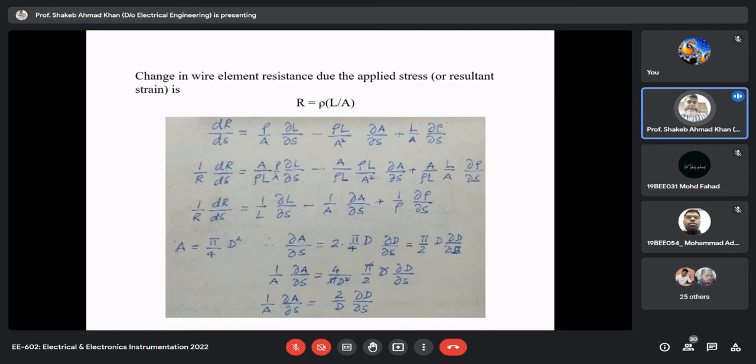This change in resistivity, you know what is resistivity? Can anybody tell what is resistivity? What is resistivity?